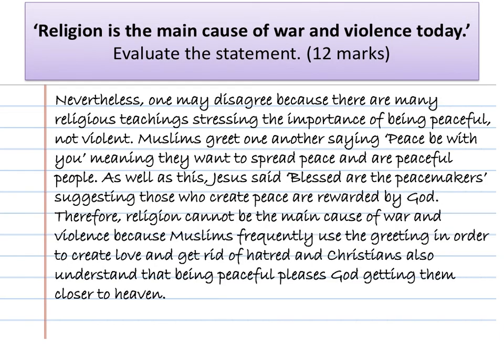Nevertheless, one may disagree because there are many religious teachings stressing the importance of being peaceful, not violent. Muslims greet one another saying "peace be with you," meaning they want to spread peace and a peaceful people. As well as this, Jesus said, "Blessed are the peacemakers," suggesting that those who create peace are rewarded by God. Therefore, religion cannot be the main cause of war and violence because Muslims frequently use the greeting in order to create love and get rid of hatred, and Christians also understand that being peaceful pleases God, getting them closer to heaven.